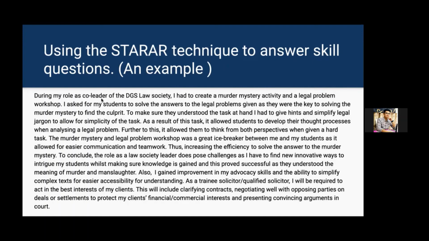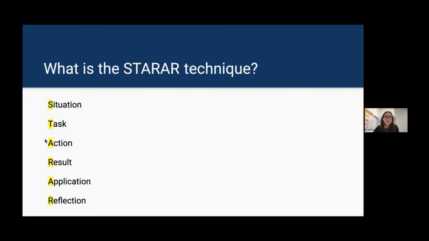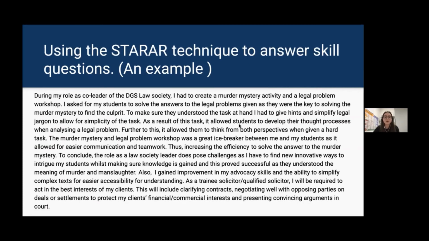So I had to give hints and simplify legal jargon to allow for simplicity of the task. That's a clear example of the action within the criteria. Yeah, definitely. And if we go back out and have a look, did you say action? Yeah, so that would be a really great example of action, because in the beginning you can see, during my role as the co-leader, so they've given the situation that they're in: I have to create a murder mystery activity. That's again the situation they're in, and then to make sure they understood the task.